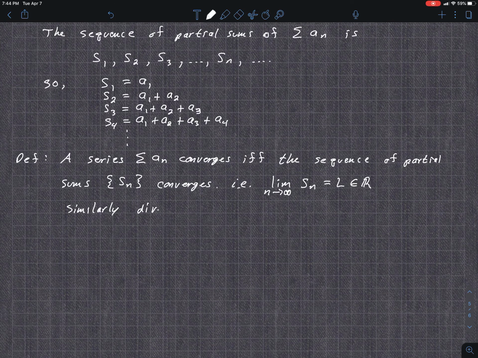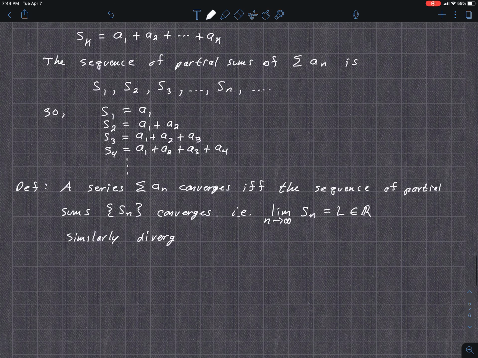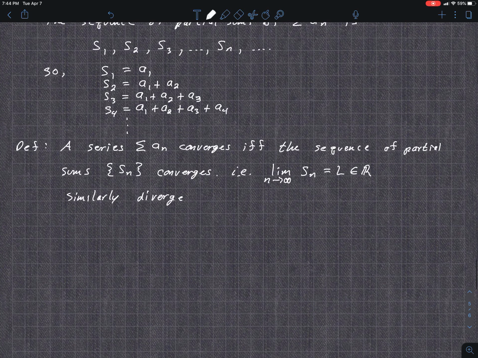And then similarly the series diverges if that sequence diverges. So that's what we use kind of as our foundation to look at all this stuff.